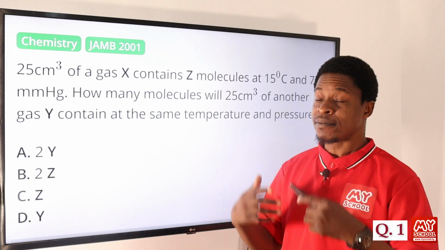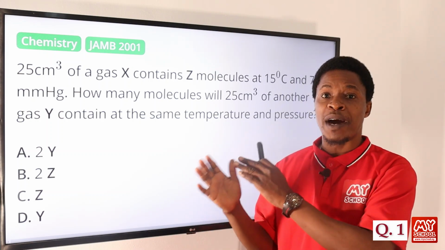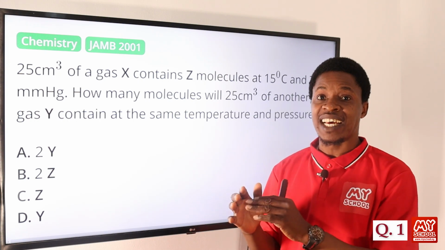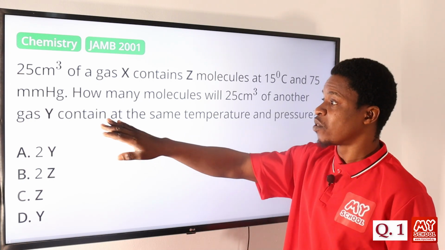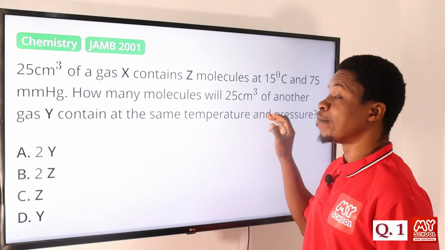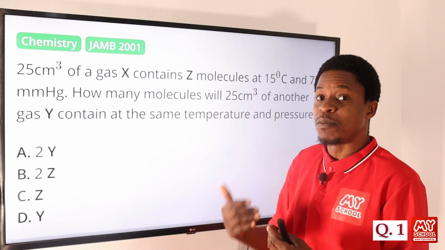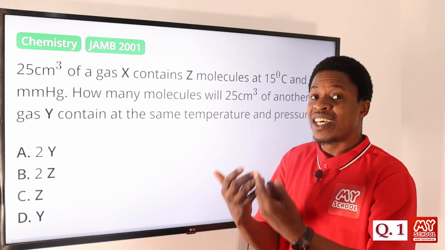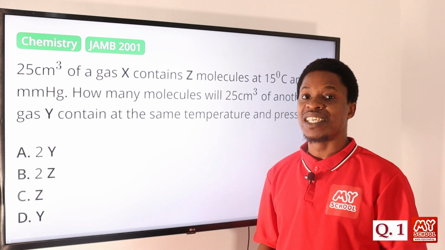It says that equal volume of different gases contain the same number of molecules at the same temperature and pressure. And if you look at this, we're told that they are at the same temperature and pressure, so that means at STP, standard temperature and pressure. So the number of molecules of gas X and the number of molecules of gas Y definitely will be the same.